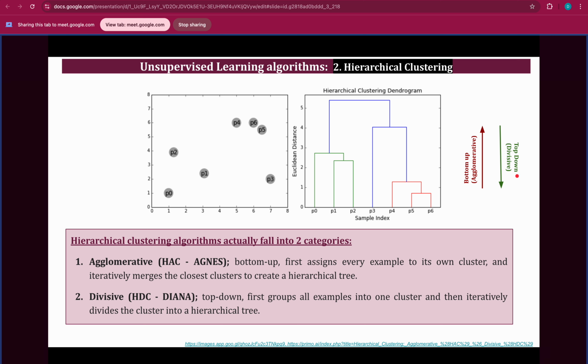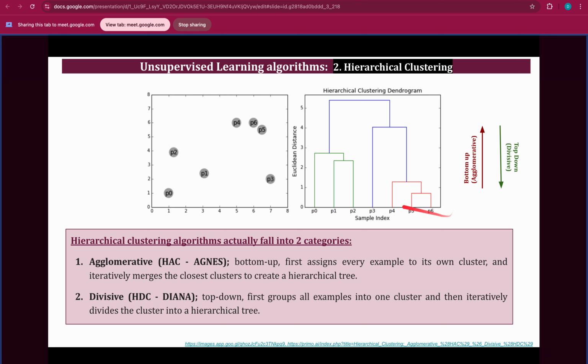Whereas if we talk about top down, then what we do is we have all these data points, and we are trying to divide or split them into smaller clusters on the basis of the distance or the features which they share. So similarly, instead of moving bottom up, we will be moving top down.